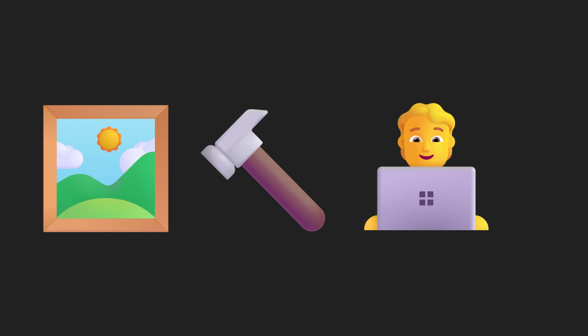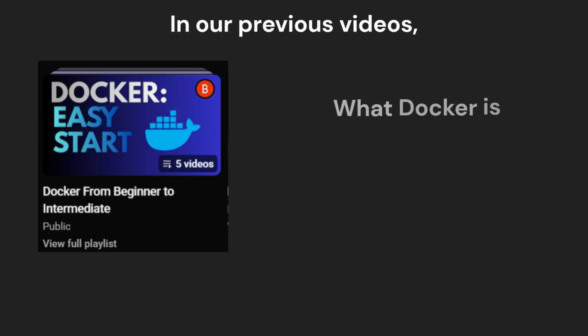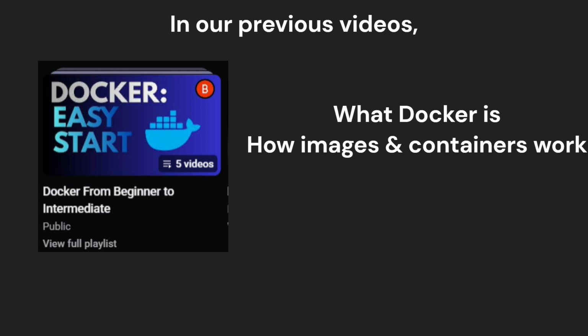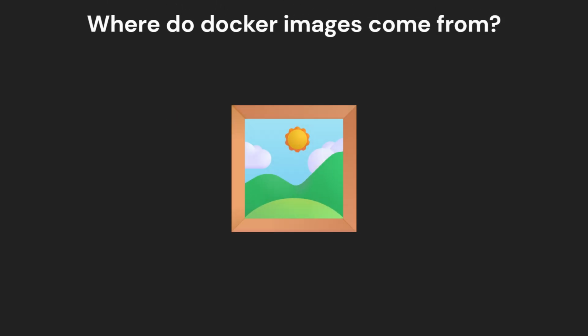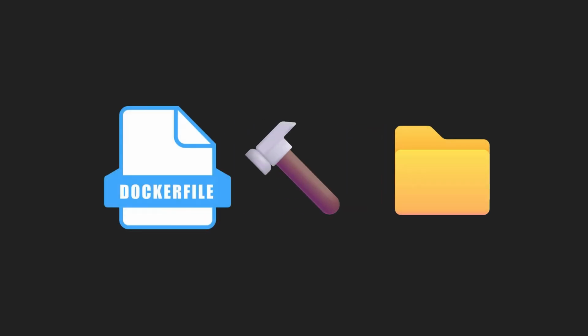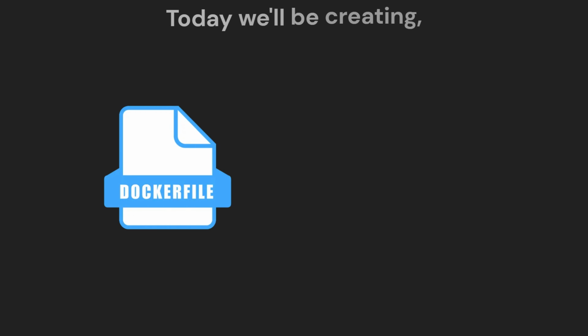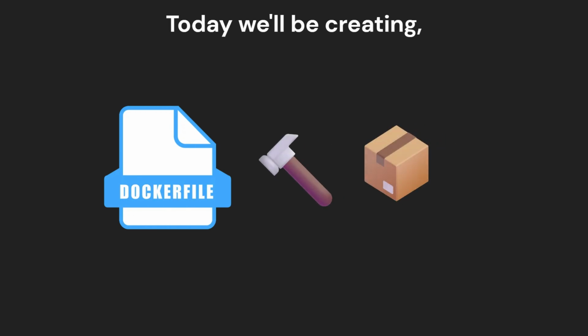In the previous videos, we've learned what Docker is, how images and containers work, and the most important Docker commands. But there's one question we haven't answered yet. Where do Docker images come from? The answer is simple. They're built using a file called Dockerfile. Today, we're going to create one together and use it to containerize a simple Python application.